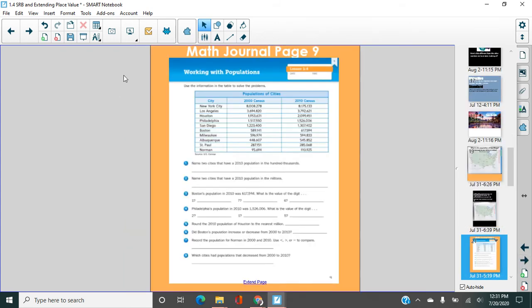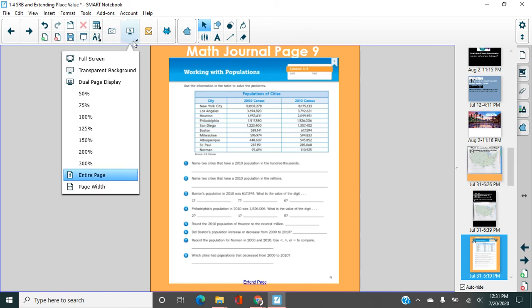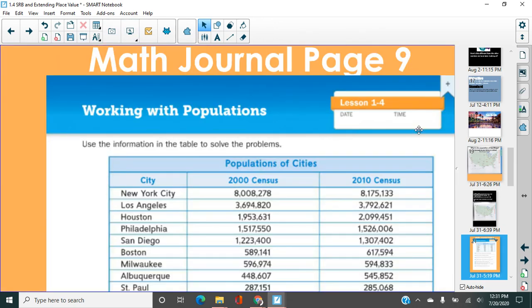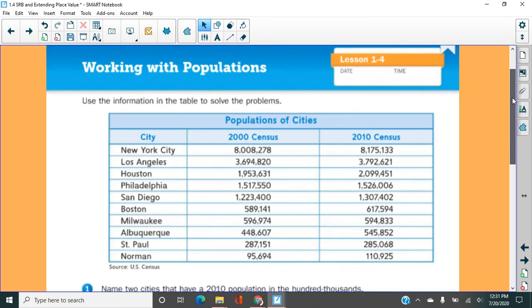So as you work today, you're going to be looking at this chart. Let's make it bigger. So on Math Journal, page 9, you'll see this table. And this table has data from the year 2000 and from the year 2010. Hopefully they add 2020 soon, from what's called the census. The census is the counting of the people that live in a place. Okay? And this table is going to list those numbers. So for example, Houston in the year 2000 had 1,953,631 people. But then in 2010, it had more.